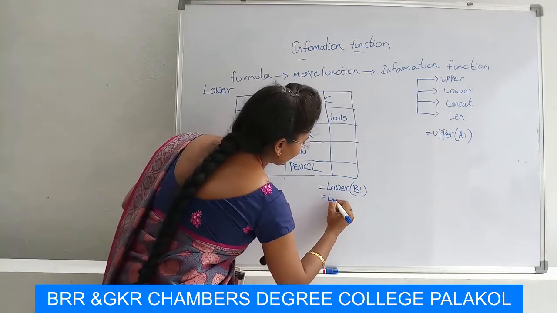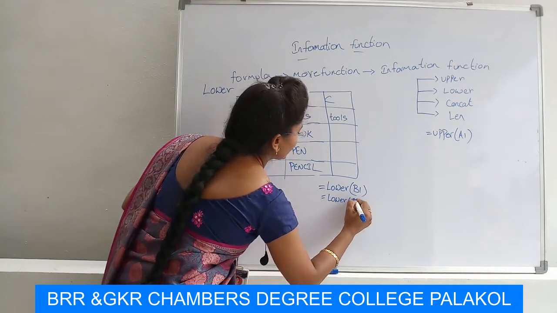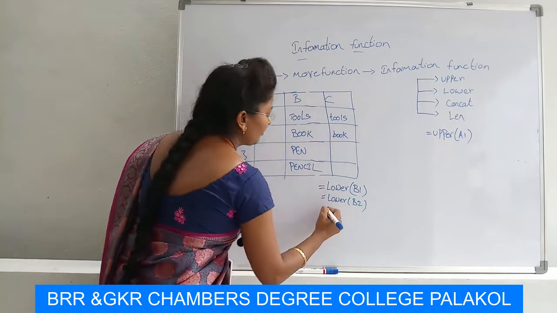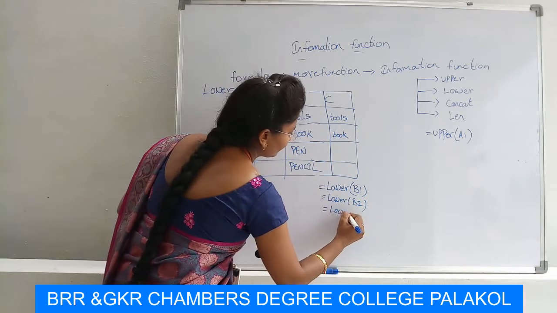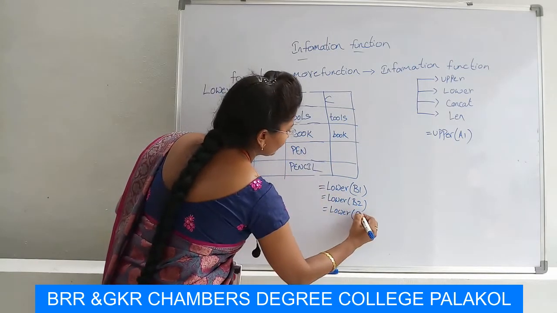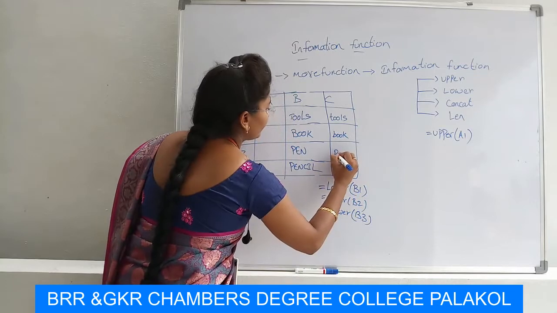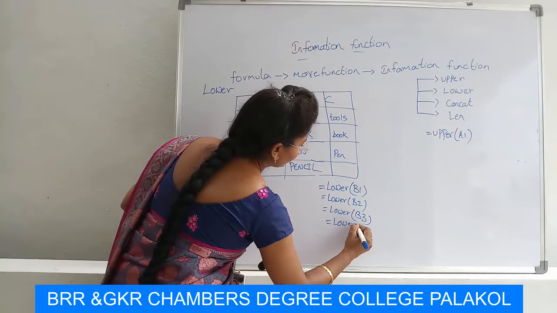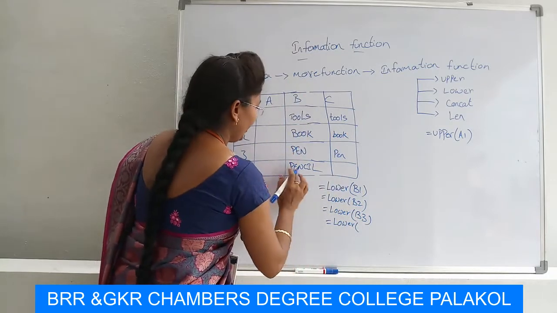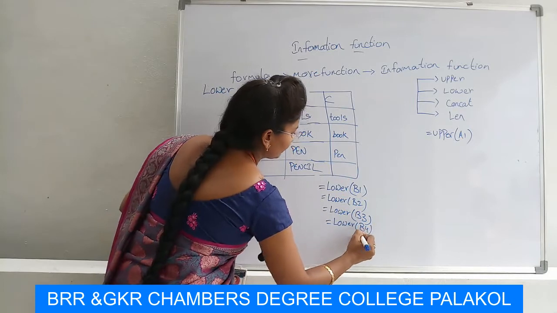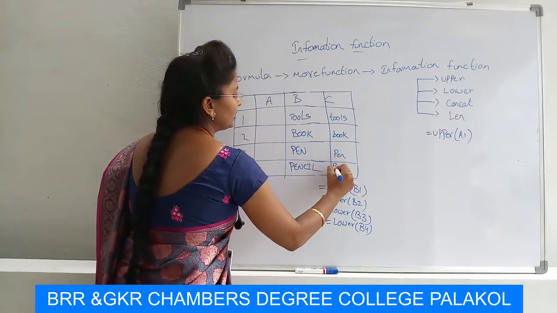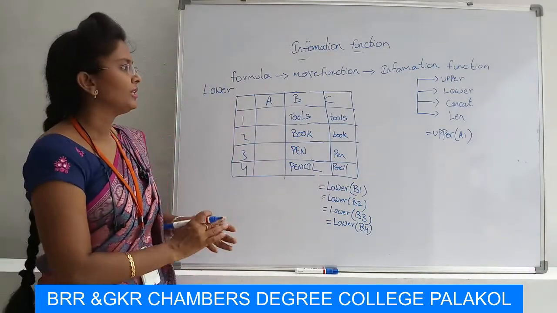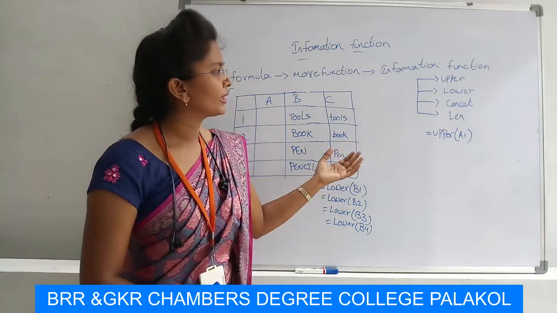And the second one is lower. Next cell reference is B2 and it will be turned into book here. And the next one is lower. Again, the next one is B3 and pen. And next is lower B4, and this will be considered as pencil in small cases. This is the uppercase and lowercase formulas.